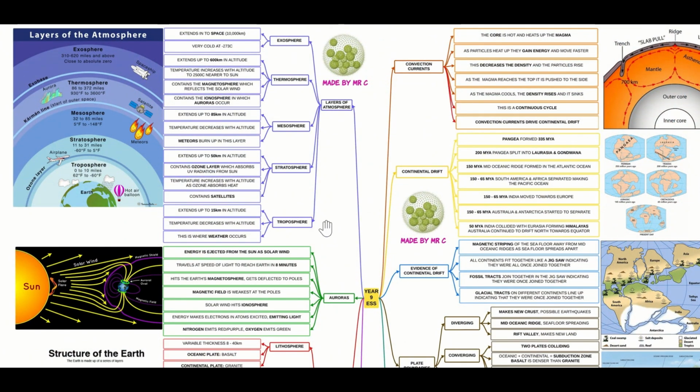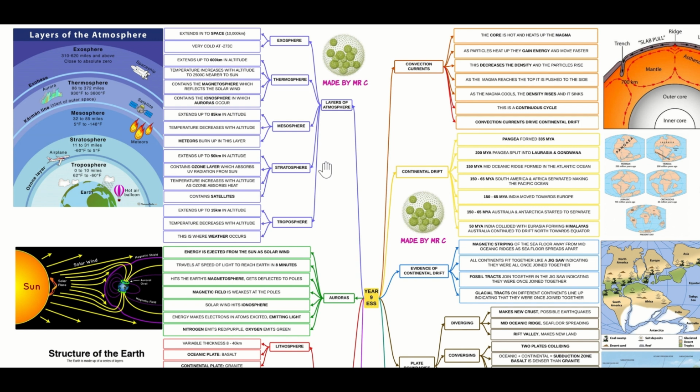The first layer of the atmosphere is called the troposphere. It extends 15 kilometers into the sky. The temperature decreases with altitude, and this is where weather occurs. The next layer is the stratosphere. It extends up to 50 kilometers into the sky. It contains the ozone layer, which absorbs UV radiation from the sun. The temperature increases with altitude as ozone absorbs the heat.